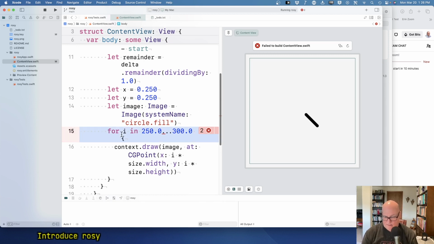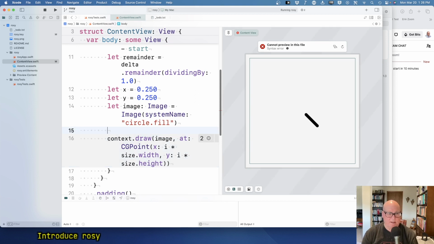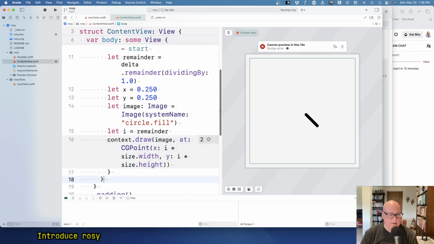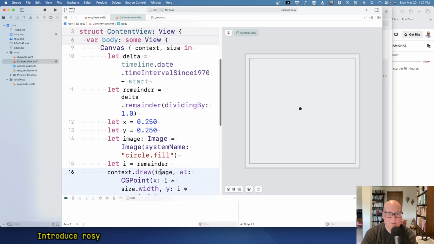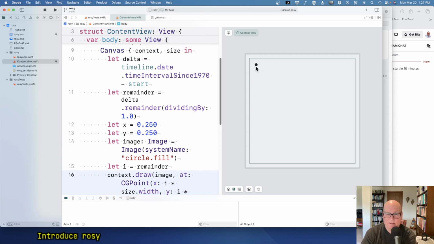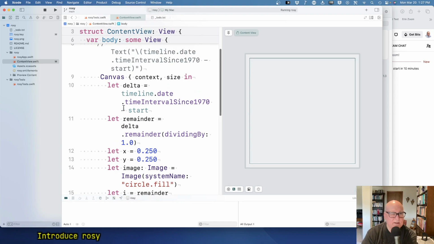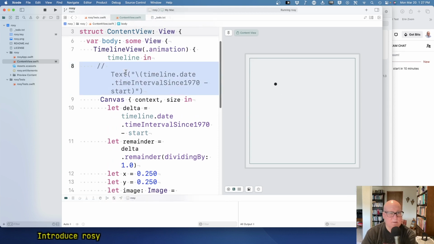Let me take this out of it. Let I equal remainder. I got one too many. Whoa, there's something. Okay. 0 to 1 appears to be going to the center. It is increasing and it is pretty fast. Okay.